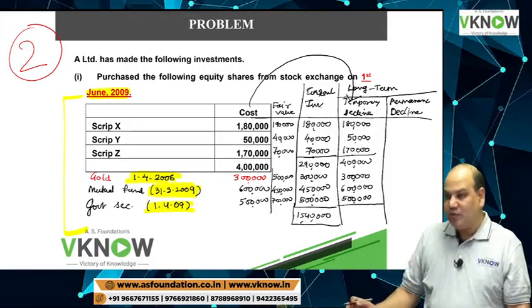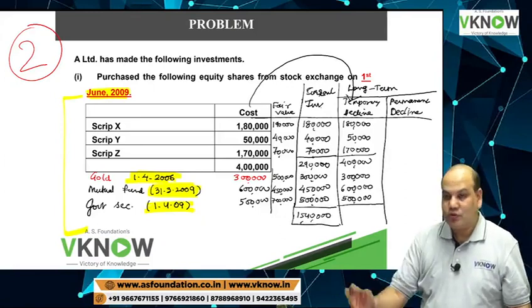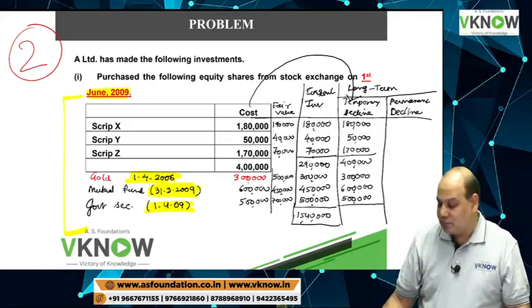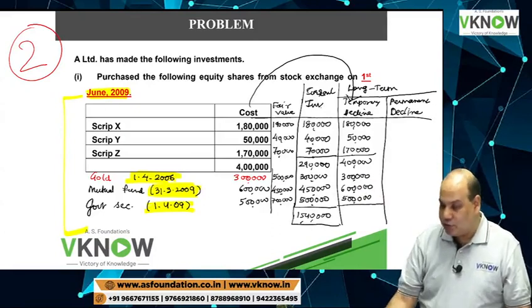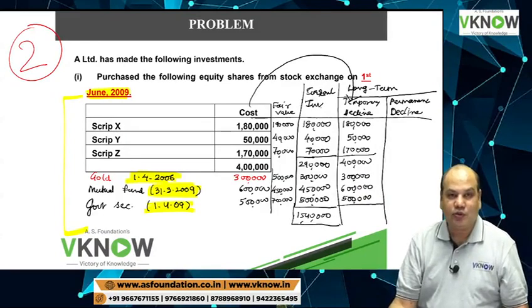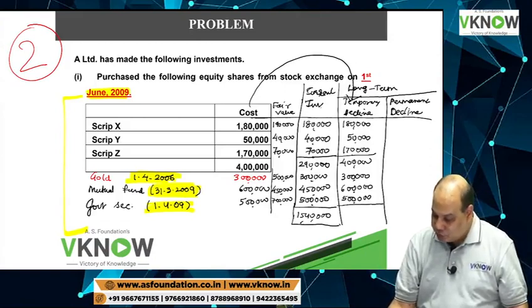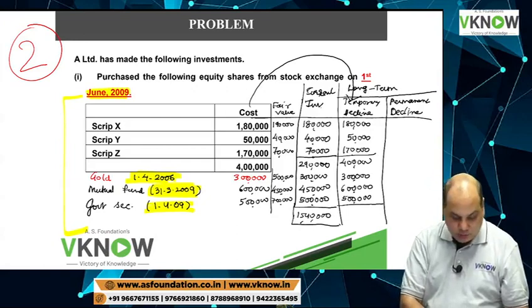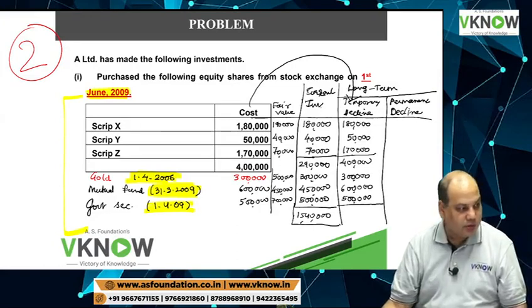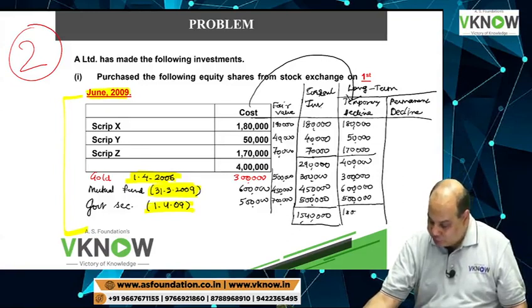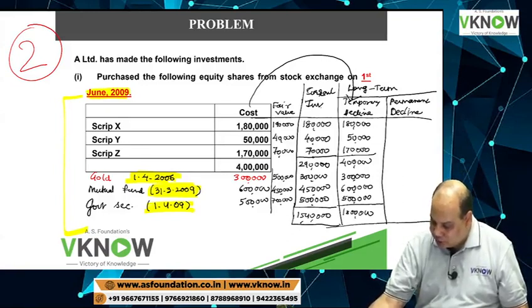Suppose there is a pandemic, so share price will go down for some time. But after 6 months or 12 months, they come back to their normal prices. So we assume the decline is temporary. The answer will be 4 lakh plus 3 lakh plus 6 lakh plus 5 lakh. So this time the answer will be 18 lakh.